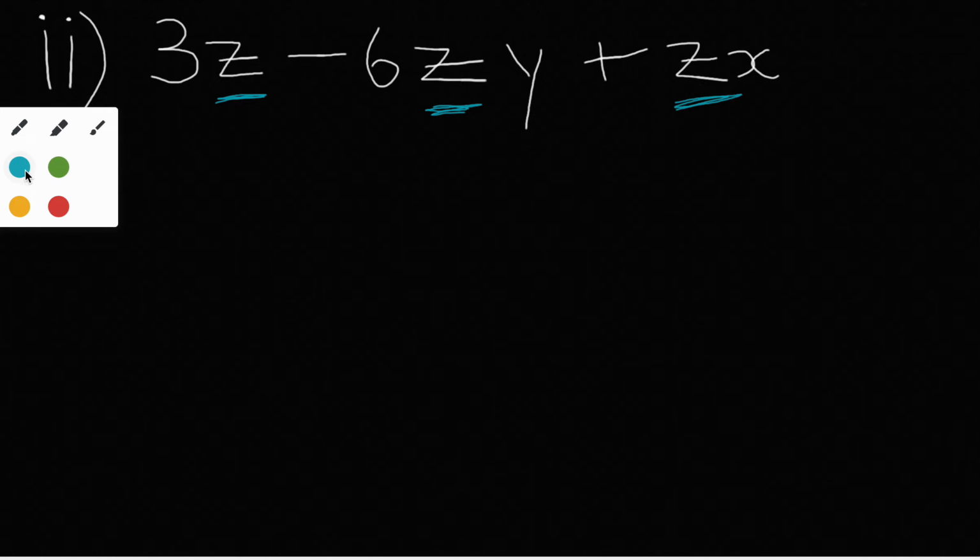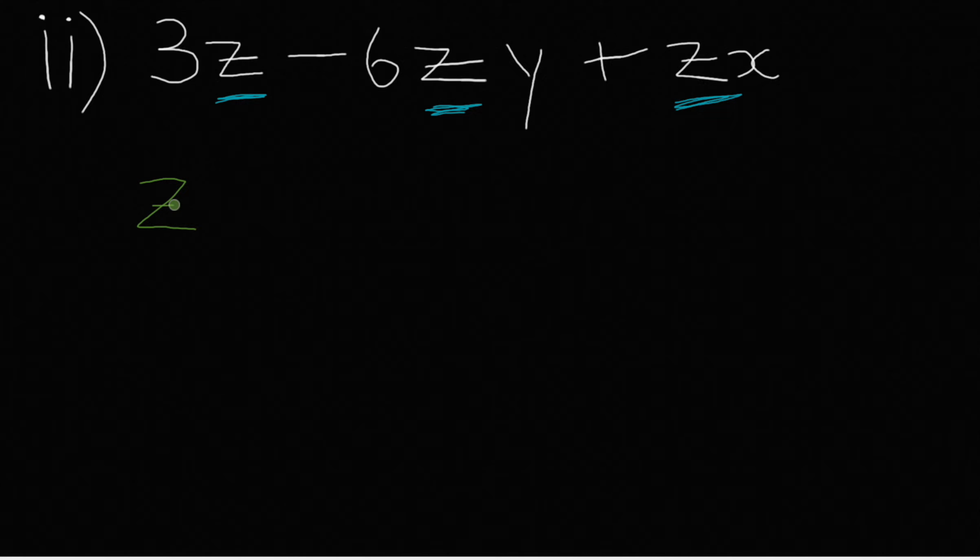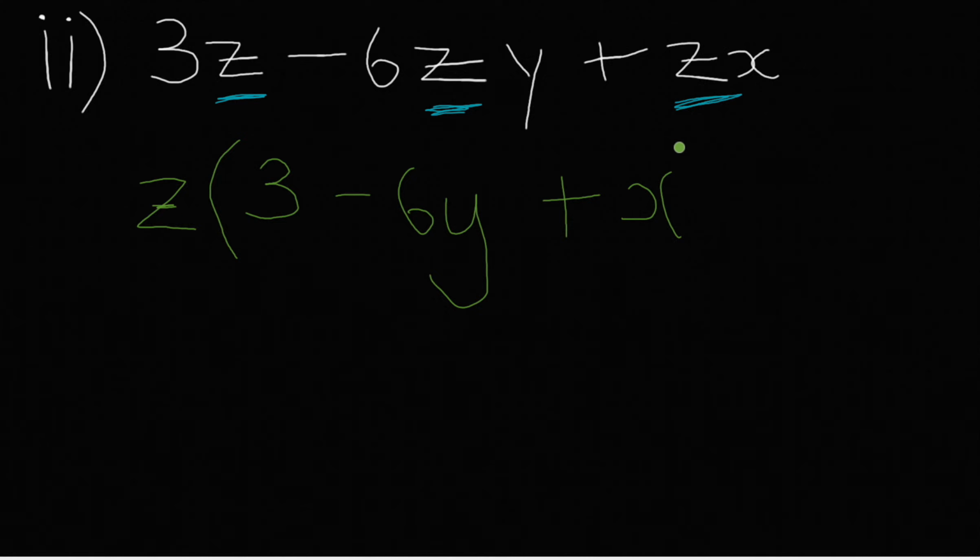So it becomes, we take z out, right? What do you need to multiply z by to get 3z? You just need to multiply it by 3, right? z times 3 is 3z. To get negative 6zy, you multiply z by negative 6y. And to get zx, you multiply z by just x, right?